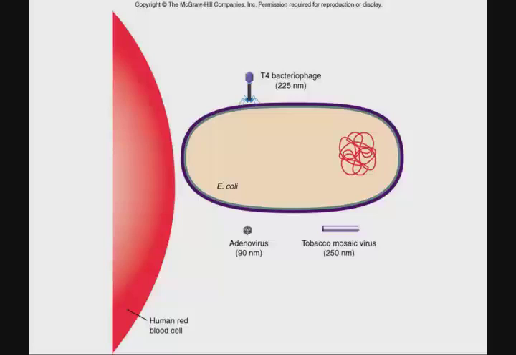Now, they're very small, right? So here is on the left side a human red blood cell, or just the edge of a human red blood cell. And then there's an E. coli cell drawn in proportion. And then you can see the T4 bacteriophage, which is a virus that infects bacteria. So even prokaryotic cells, even bacteria, can be infected, get sick with a virus, and generally that virus will kill them. Adenovirus, tobacco mosaic virus, plants and animals both can be affected by viruses.